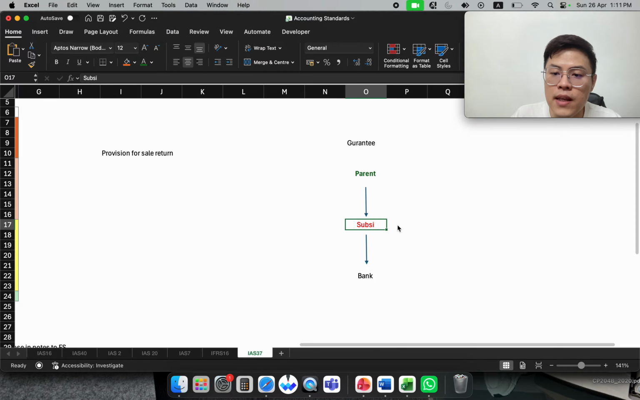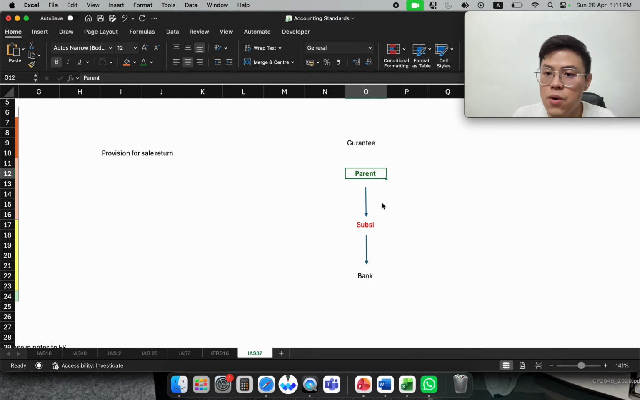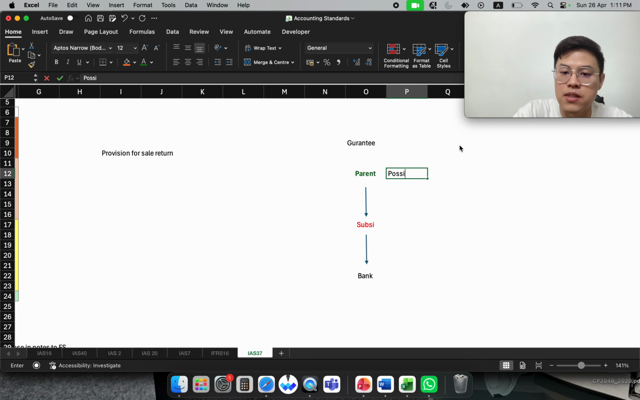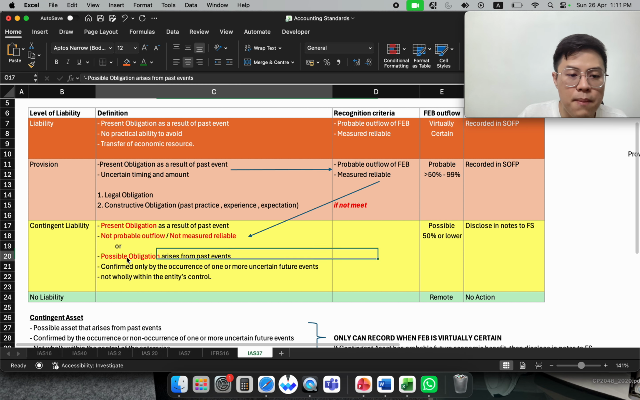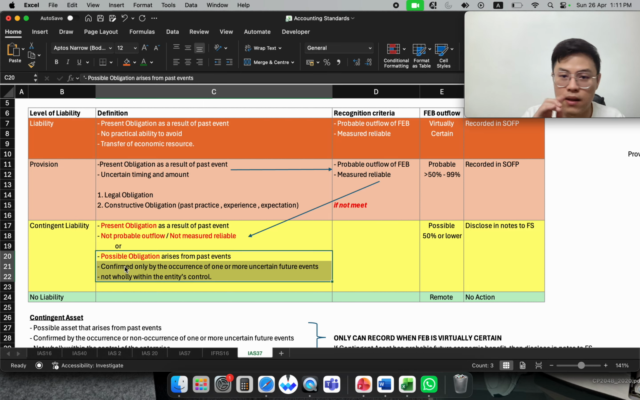If the subsidiary cannot pay, then ultimately who is going to pay? The parent. So this present obligation will depend on whether the subsi can pay or cannot pay. If it cannot pay, then the parent has to pay, and it becomes the parent's present obligation. If not, this is still the parent's possible obligation. Meaning 50-50, depending on the subsi. So this example is a guarantor; they are not directly signed with the bank, it's the subsi, but in the middle, depending on certain things, this possible obligation will become a present obligation.